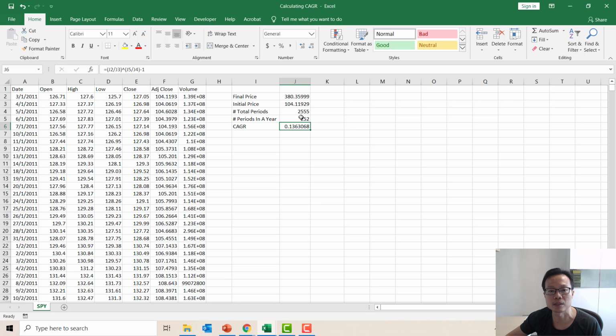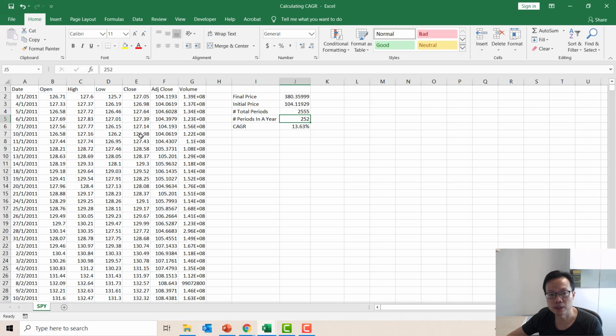Let's express this in terms of percentage and two decimal places. So the CAGR of the SPY ETF over this period works out to be 13.63%. I just want to reinforce one more thing, which is the number of periods in a year. In this particular data series, we're working with daily data, so we have 252 trading days.